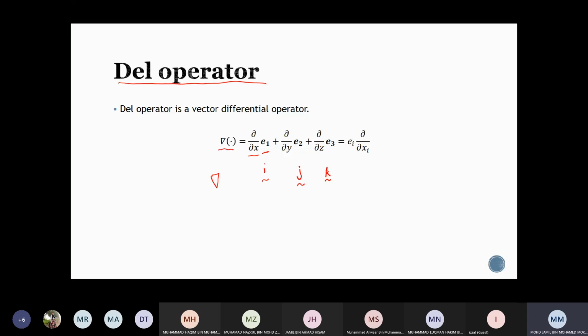So del is a vector. If you still remember the lecture on vectors, you have dot product and cross product. So del can be dot product with a vector and can be cross product with another vector. We will look at how we can apply that.